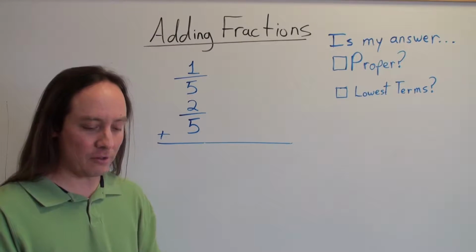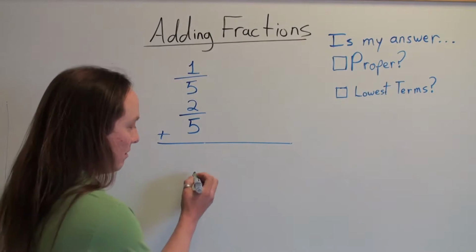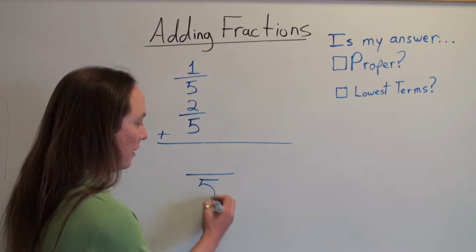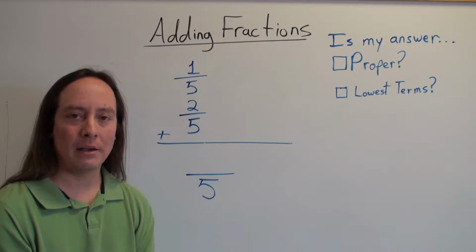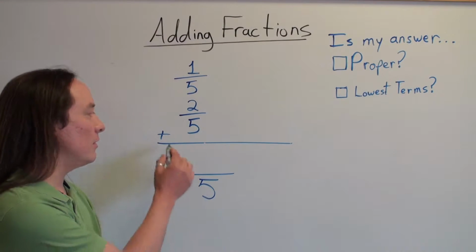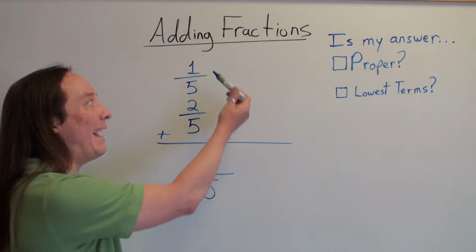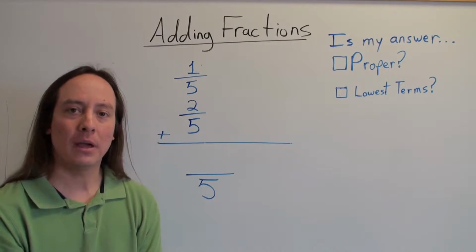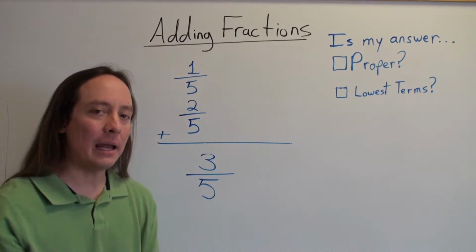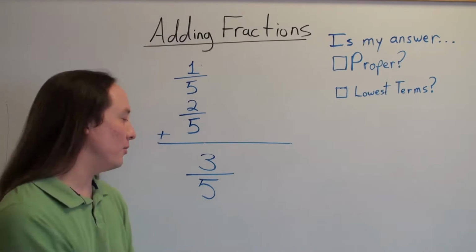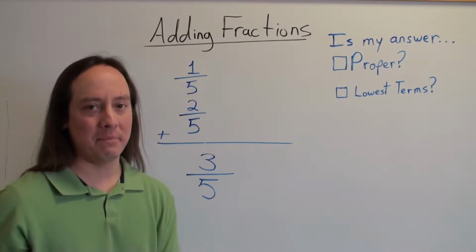So there's not much to do here. Our answer is going to have the same denominator because they're already the same. So our denominator in our answer is going to be 5. And then we just look to the operation, the addition, and we add the numerators. Okay? So we add 1 plus 2, and that's 3. Again, remember, I can only add the numerators when the denominators are the same.